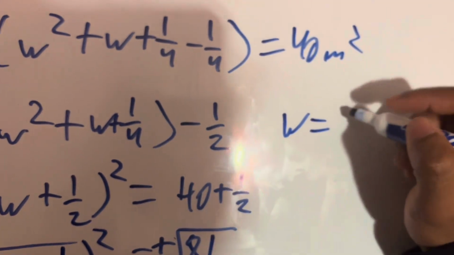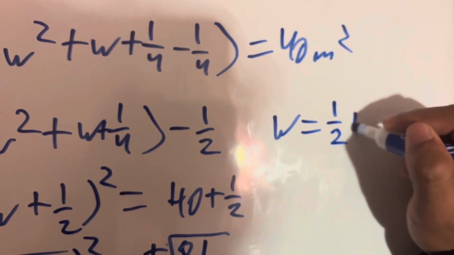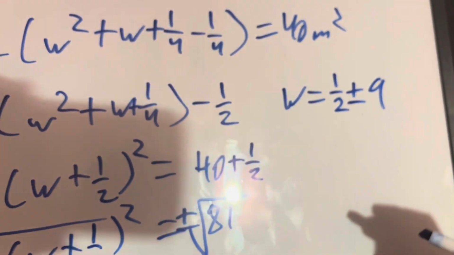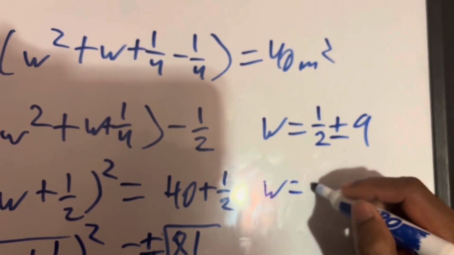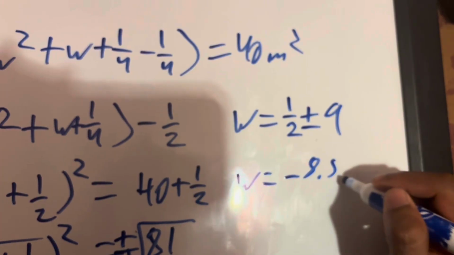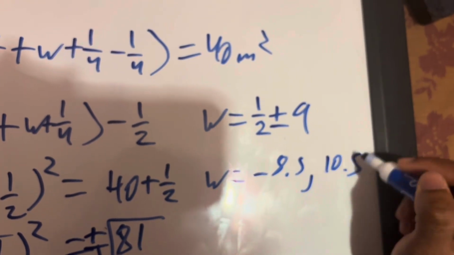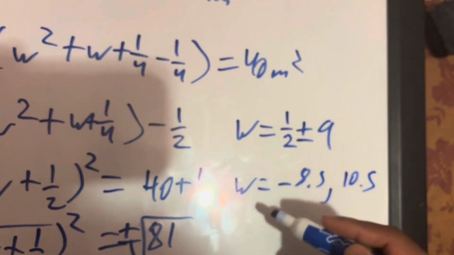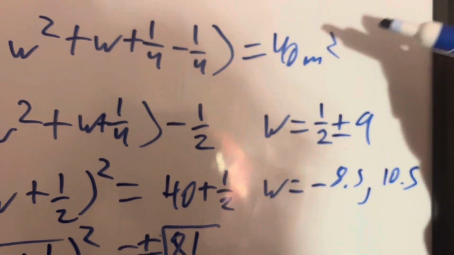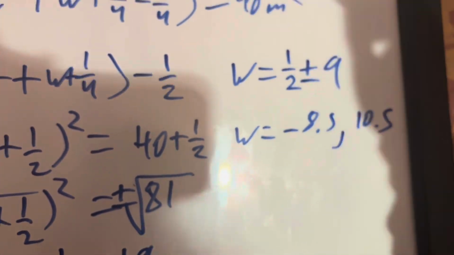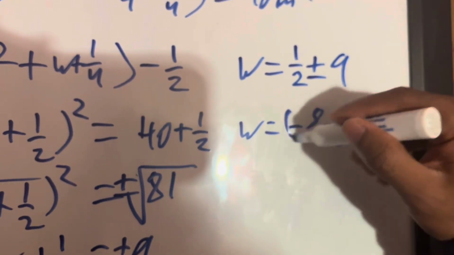to 1/2 plus or minus 9. All right, so w is equal to -8.5, or it's equal to 10.5. Right, then you want to plug these two different w values into here. However, because this is a word problem, we can't have negative width, so just remove that.